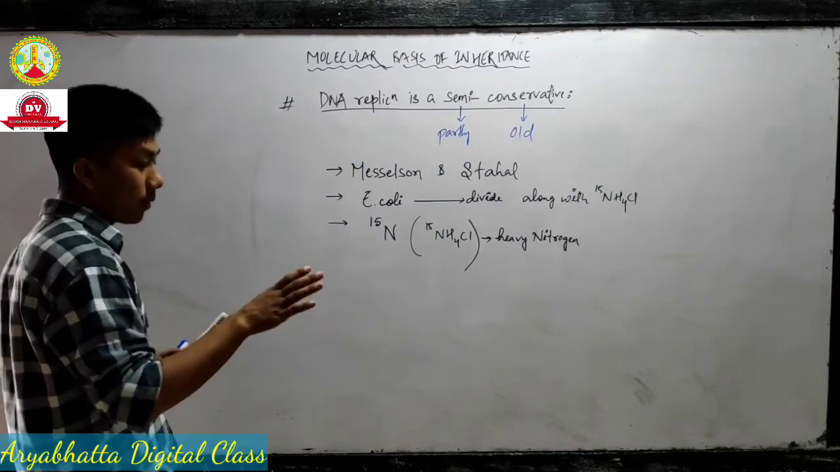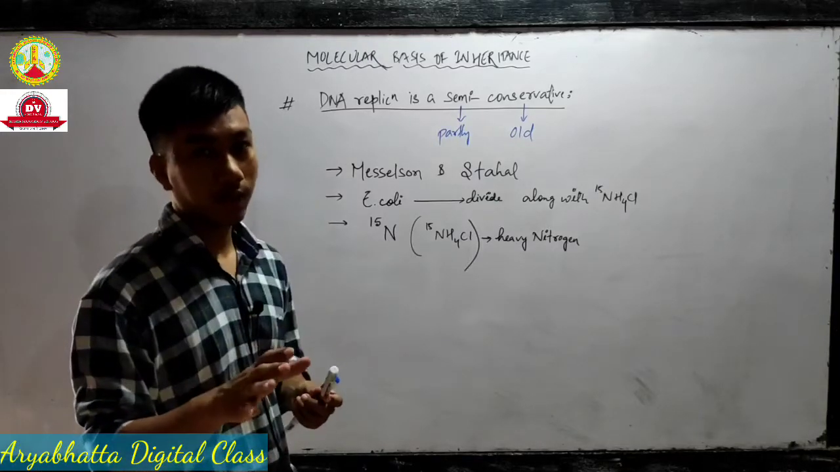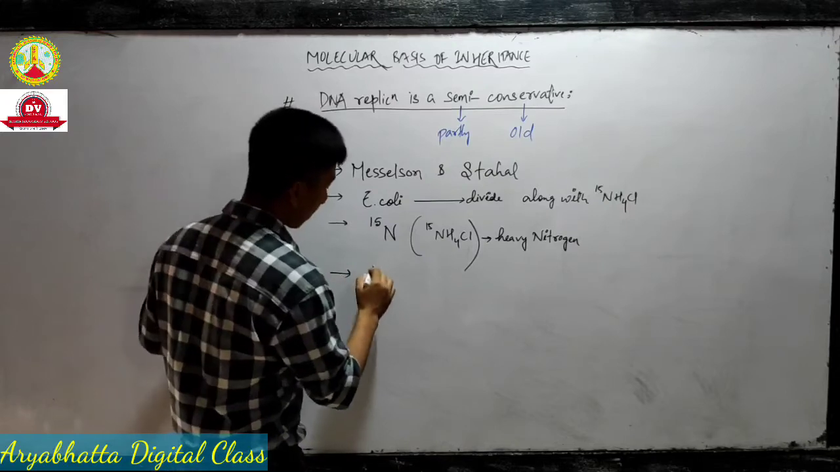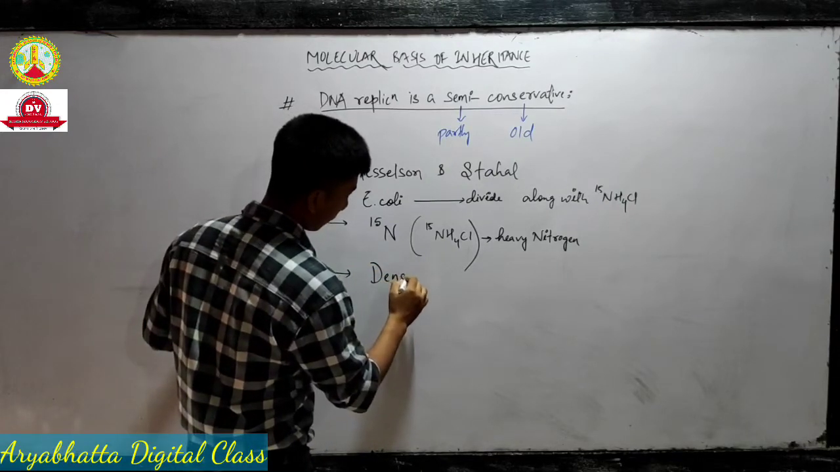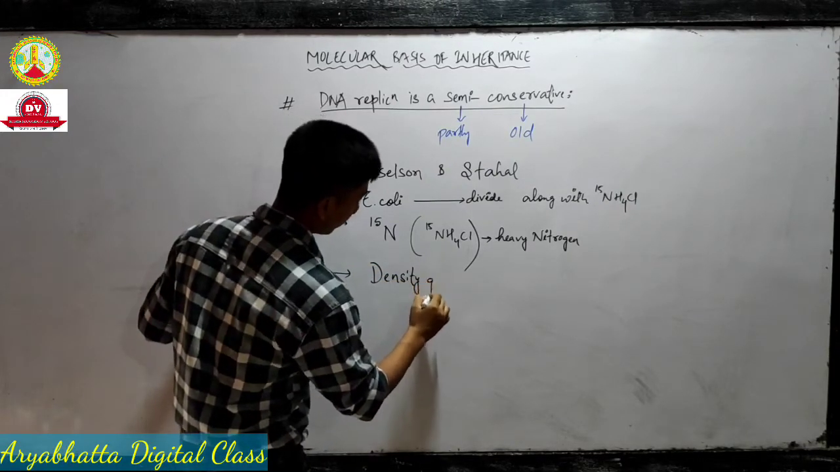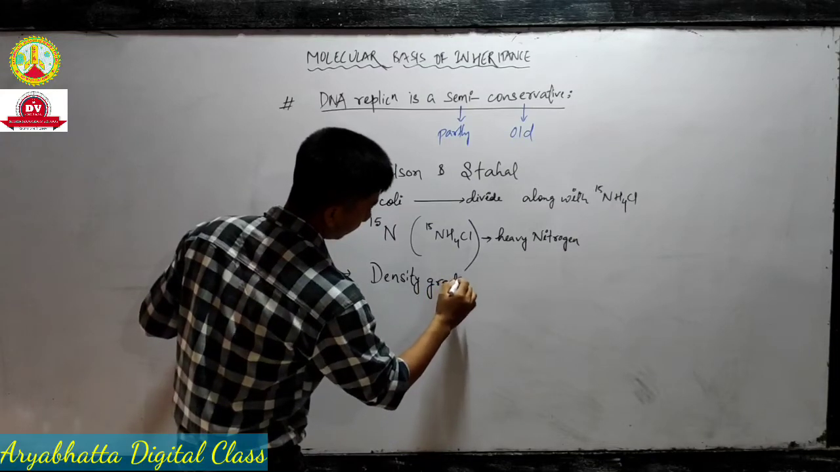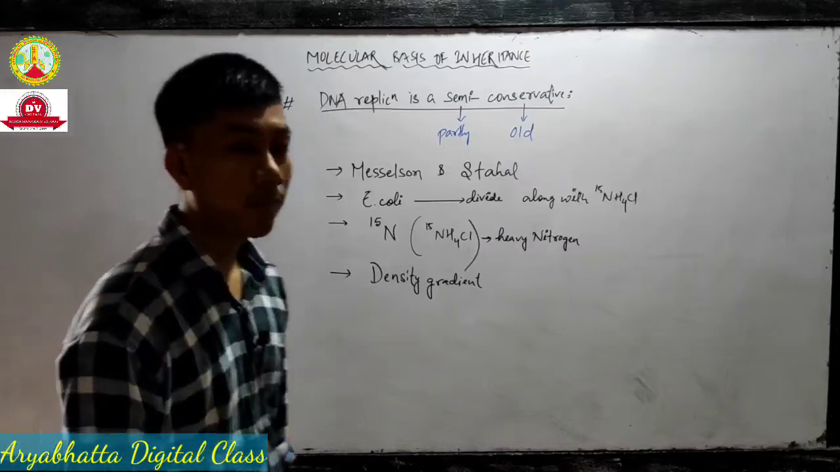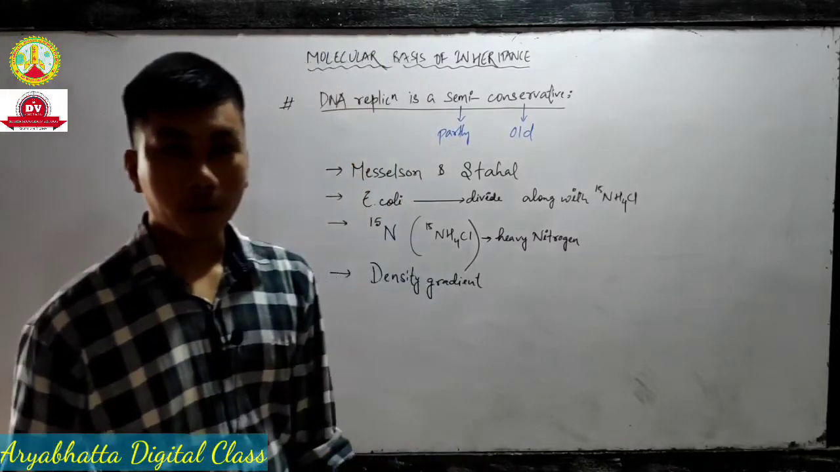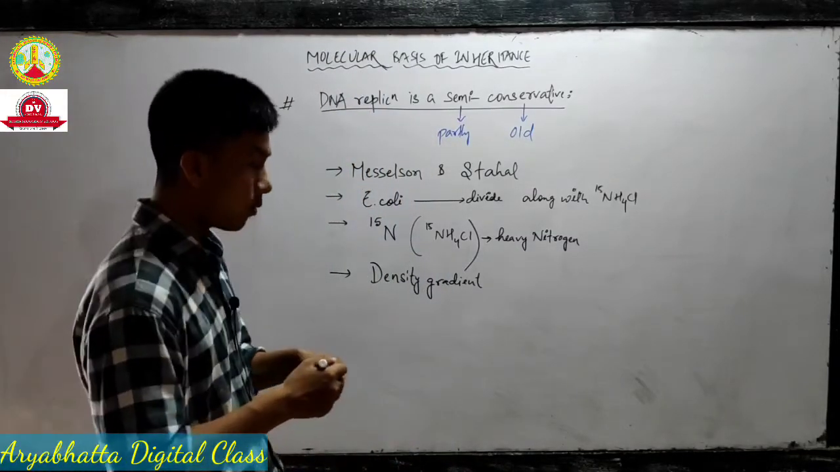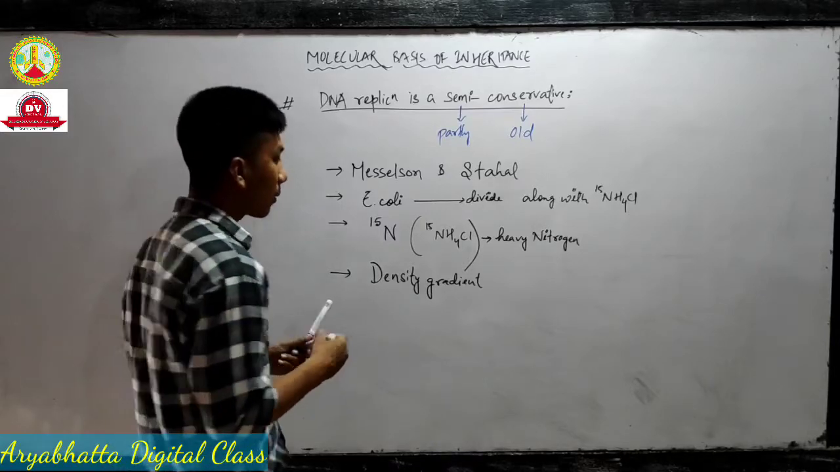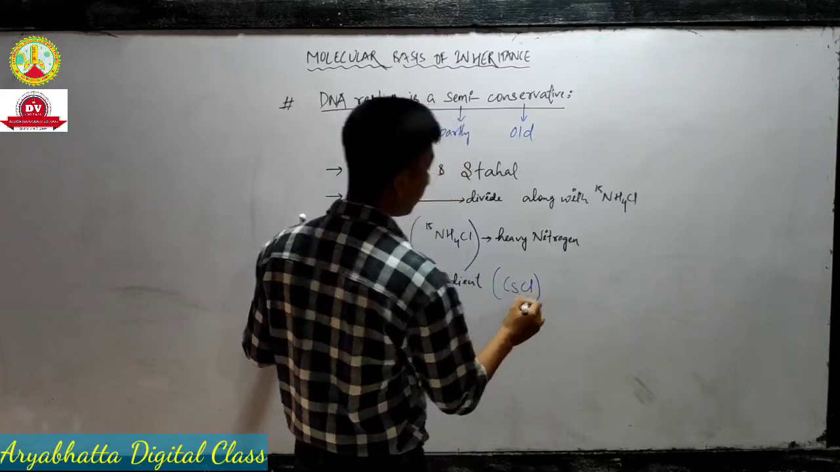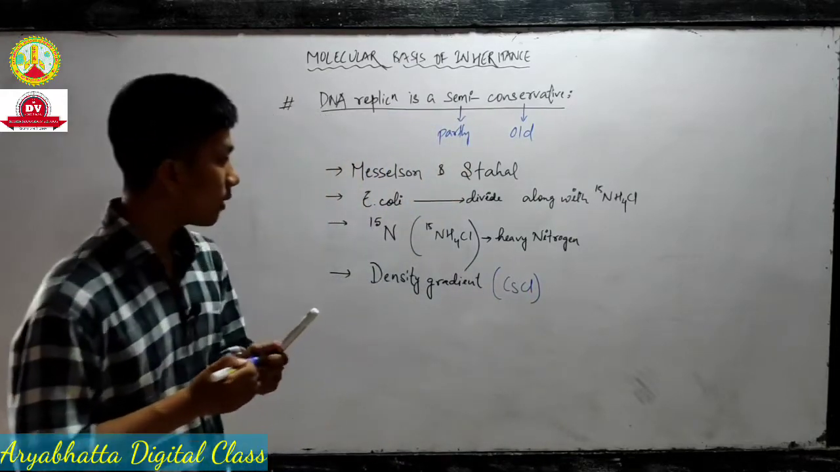Now this experiment was performed in a density gradient. Meselson and Stahl performed their experiment on a density gradient using a chemical, cesium chloride.